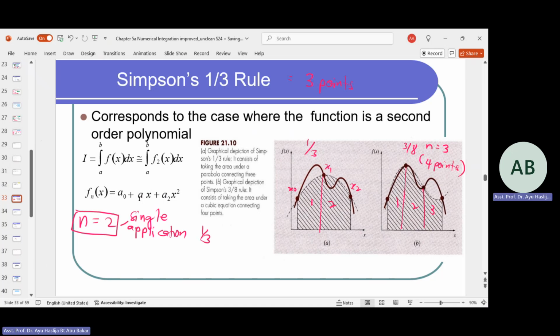In the previous final exam, I just mentioned apply Simpson's 1/3 single application. I didn't mention the n, so you should know what the n is. Most of the students got it wrong because they used the wrong n. Again, I emphasize, Simpson 1/3 single application, n equals 2. It must have a minimum of 3 points.